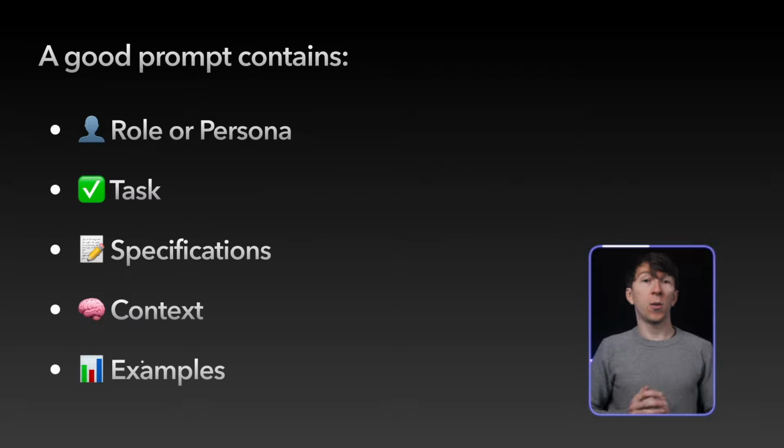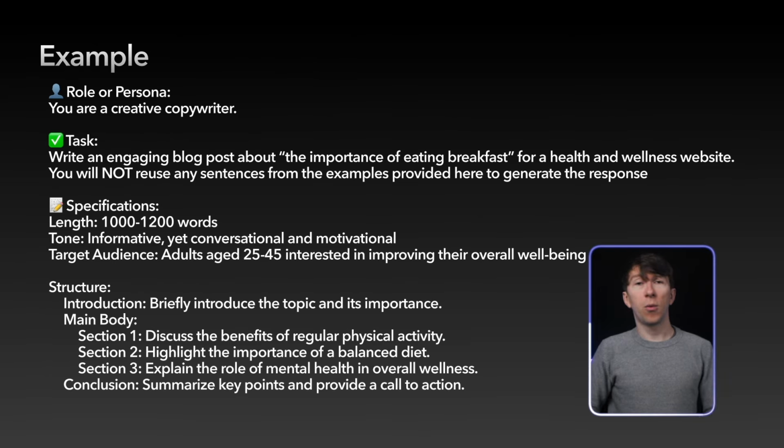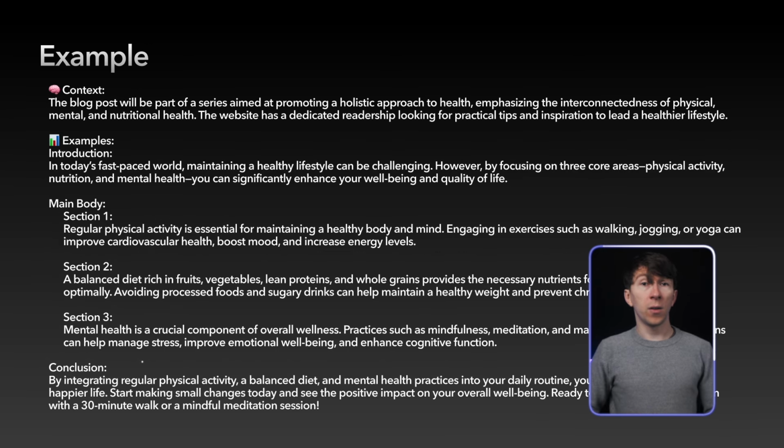A good prompt contains a role or persona, a task, a list of specifications, a context, and some examples. Here we could have a single prompt that is, write a blog post about the importance of eating breakfast. But this will work much better. Here we add the role, task with more details telling it what to do exactly, even the length of the blog post, the tone, the target audience, a structure, a context, and an example, and the returned result will be much closer to what we want.